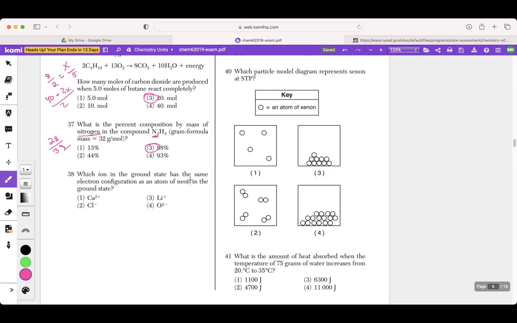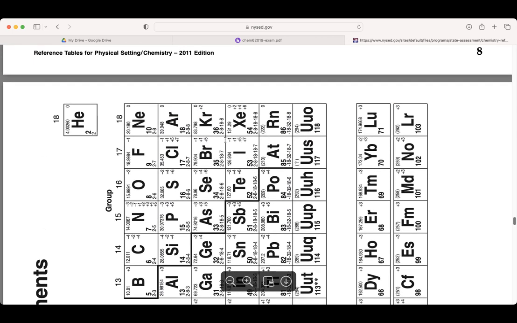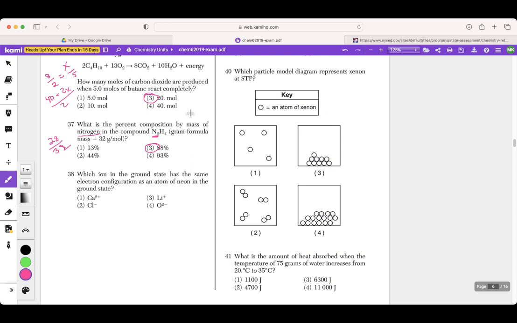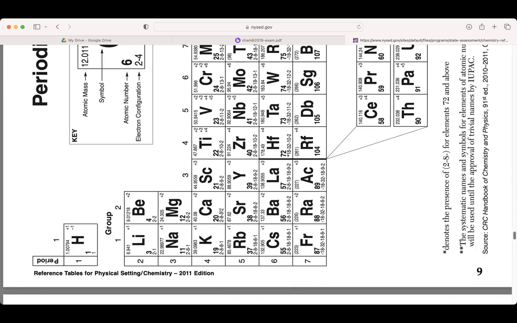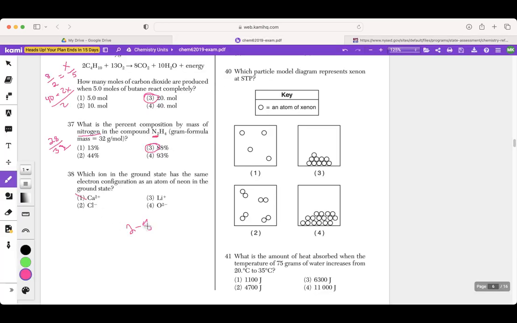38. Which ion in the ground state has the same electron configuration as an atom of neon in the ground state? So we need to find one of these ions that has the same electron configuration as neon. If we look at neon, it has electron configuration of 2-8. All right, calcium 2 plus. This is saying I lost 2 electrons. Calcium is electron configuration of 2-8-8-2. If I took away those 2 electrons, I'm left with 2-8-8. That does not equal 2-8.